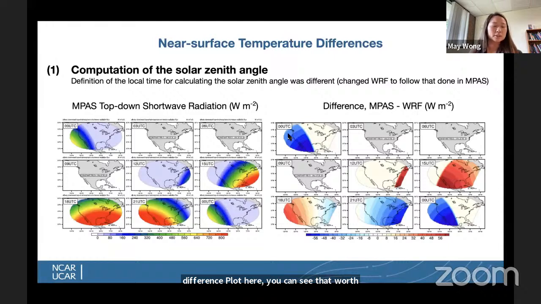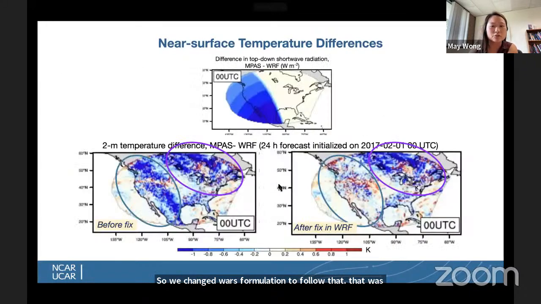And looking deeper into the code, we realized that the computation of the solar zenith angle that is used to compute the shortwave radiation is a little bit different between Wharf and Mpass. Essentially, the definition of the local time, which in the code is called XT24, for calculating the cosine of the solar zenith angle was indeed different. So we changed Wharf's formulation to follow that which was done in Mpass. And here is the result for an example forecast.